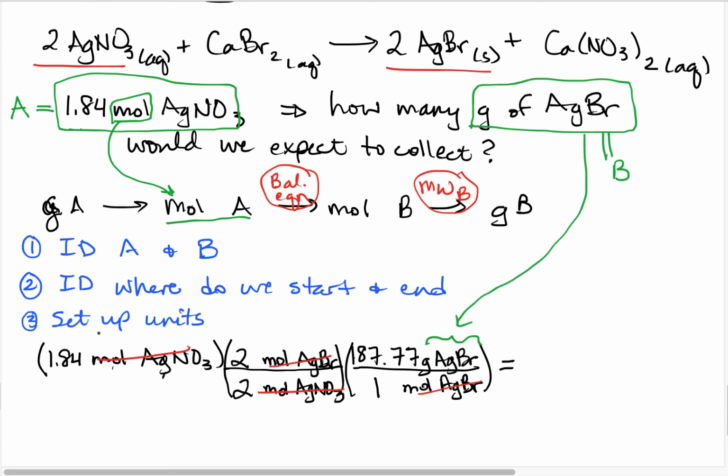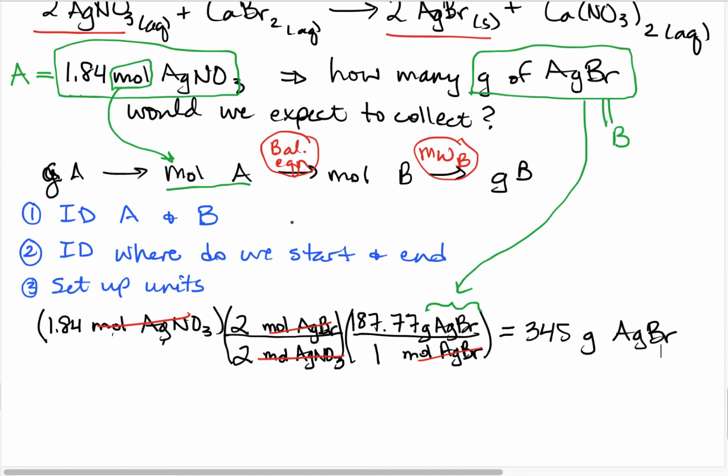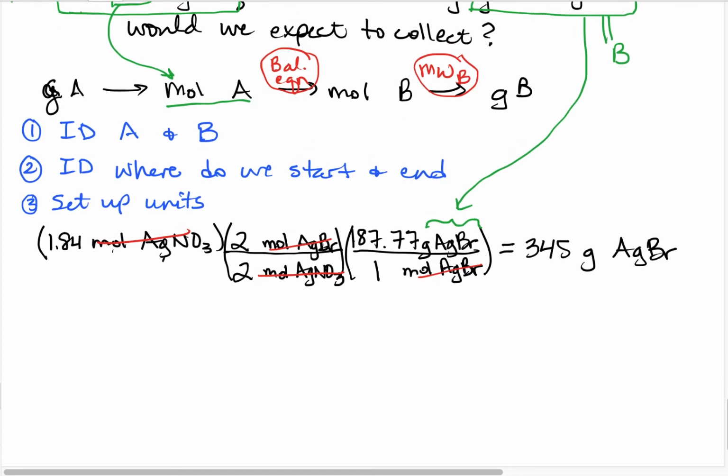So now we can just run this calculation. 1.84 times 2 divided by 2 times 187.77. So if you do that, I got 345 grams of silver bromide. I'm using multiplication rules here, so I have to keep the smallest number of significant digits, which is 3 right here. So this number that we calculated, this would be our theoretical yield.